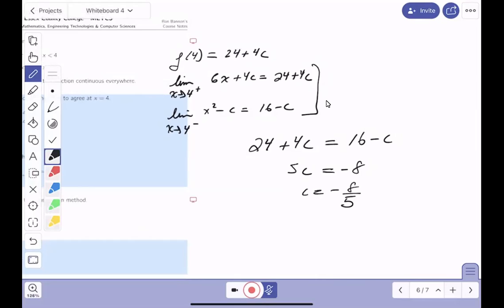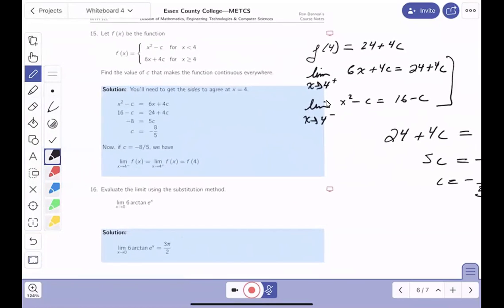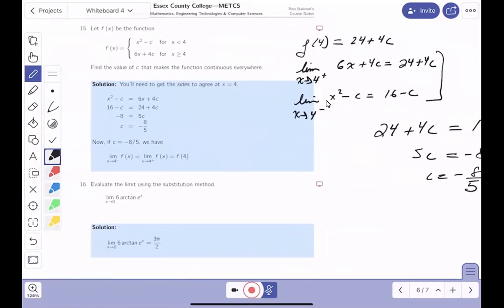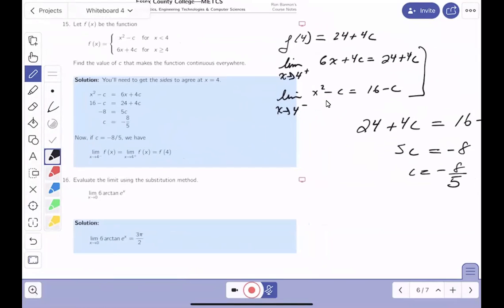All right, let me go back and see if I read the question. Let f be a function. Find a value of c that makes the function continuous everywhere. Well, we just did that. The value of c would have to be minus 8 fifths. Let's look at the answer key, see if they wrote that down. They did. They also wrote the limits down for us. Those limits would be equal at minus 8 fifths for c. All right, let's look at number 16.